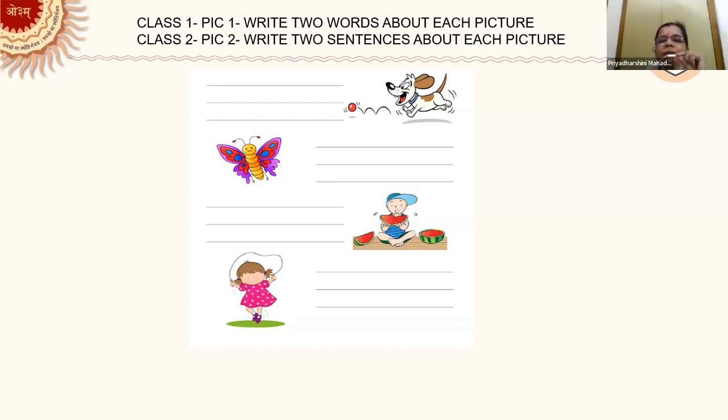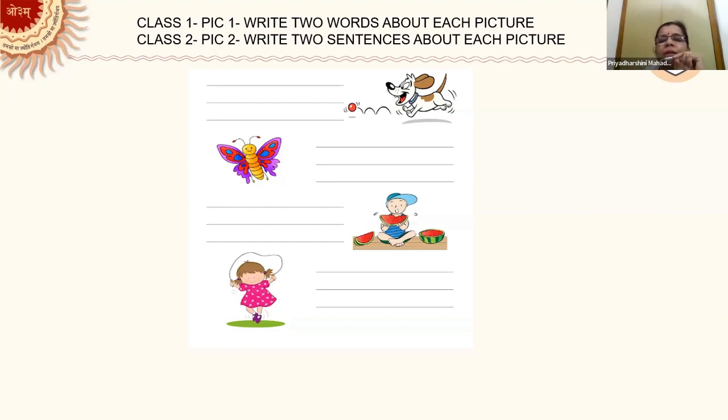Second picture, butterfly. A colorful butterfly. Can you frame a sentence? The butterfly is very colorful. I like butterflies. I love butterflies. Excellent. You can see butterflies. I can see butterflies in the garden.